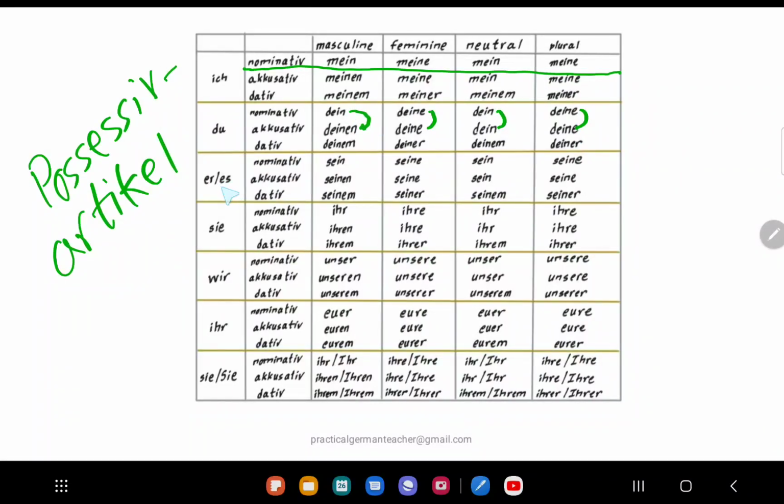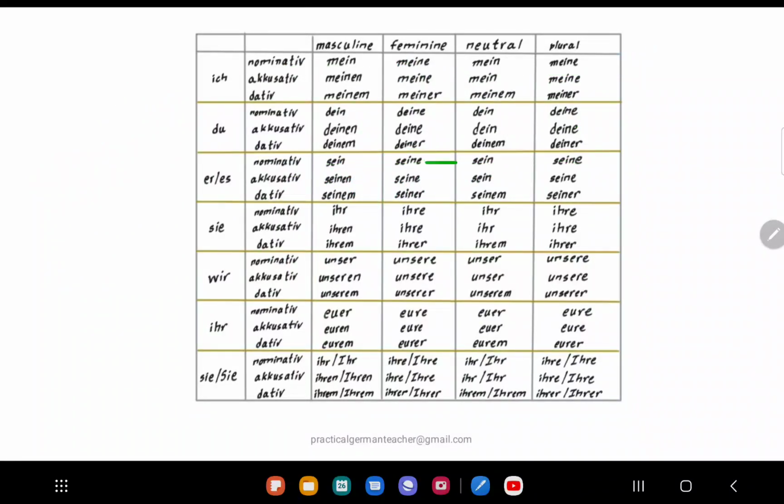To accusative. Let's look at er, es. So sein, seine, right? So sein for neutrum and masculine, seine for plural and feminine. Now when you go to accusative, they remain the same, they remain the same, they remain the same. This one changes from sein to seinen. Okay, I hope you could follow the pattern.